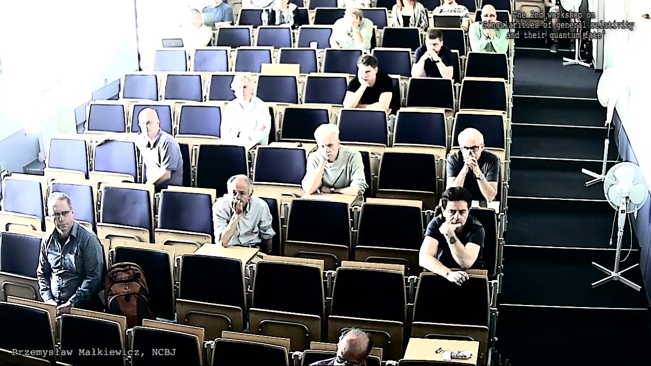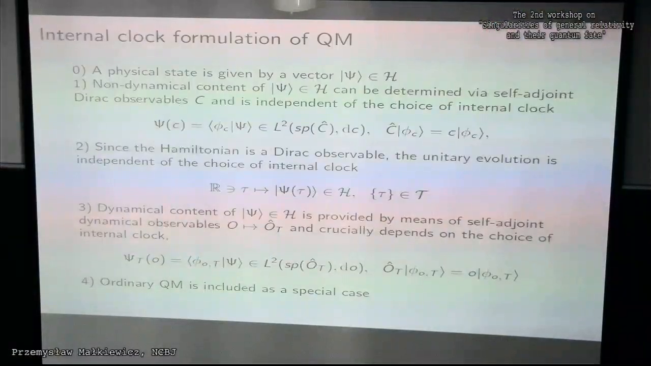And then, when you analyze the meaning of this result, you will arrive at something which I call the internal clock formulation of quantum mechanics, which is a slight extension of the usual formulation, and which includes ordinary quantum mechanics, as I will show you, as a very specific subcase.